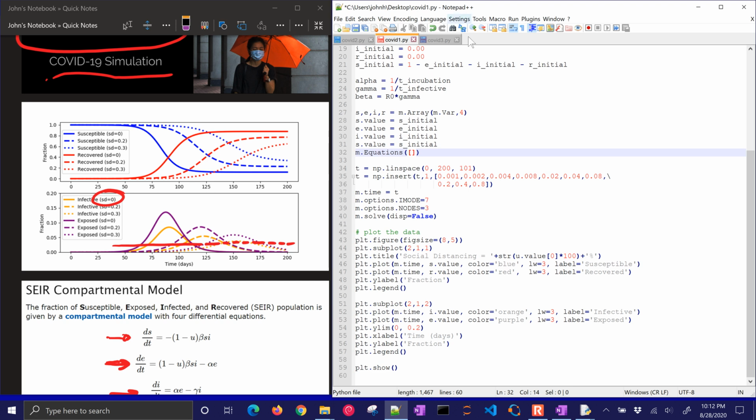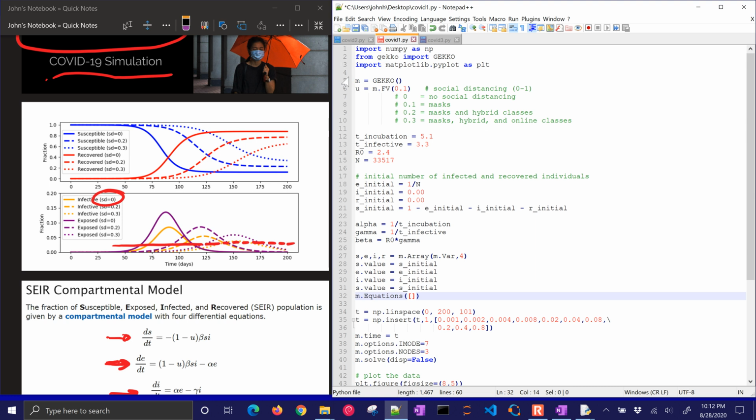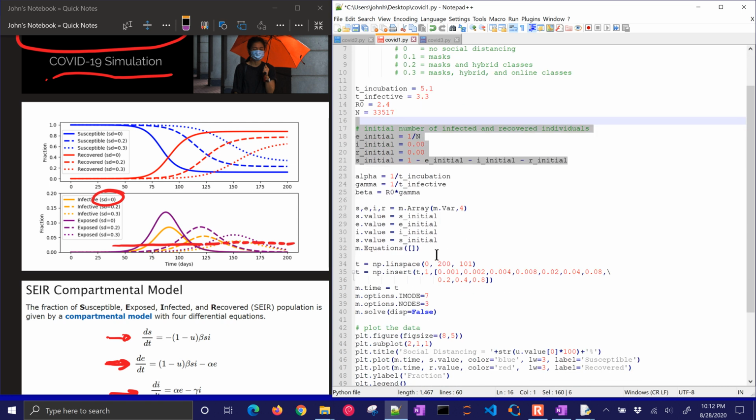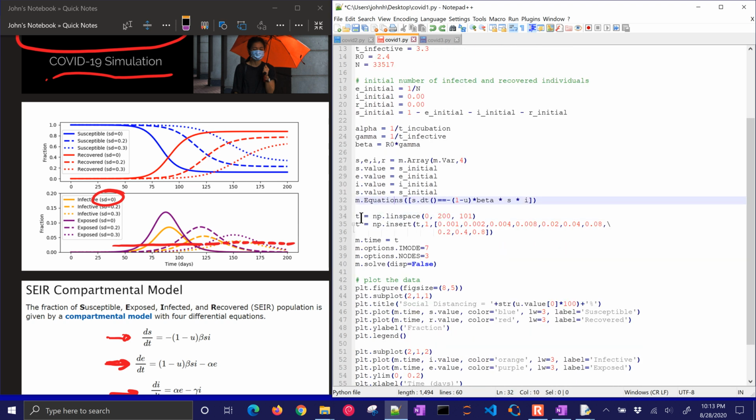Okay, so here it's very similar to the one that we just reviewed. In this case, you just define U as a Gekko FV. It's called a fixed value, but then we're going to optimize it later. It has the same parameters here, the same initial conditions. And then I'm just going to define some equations right here. So here I have S dt, and I'll put the double equal sign and equals 1 minus U times beta times S times I. Okay, so there's my first equation right here.